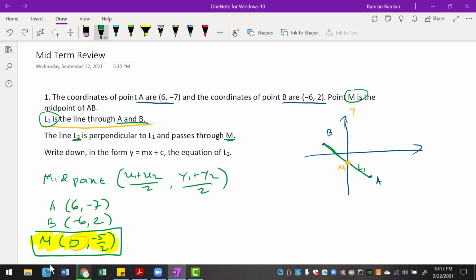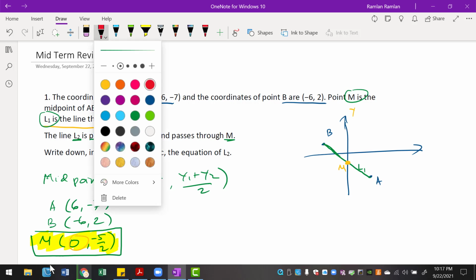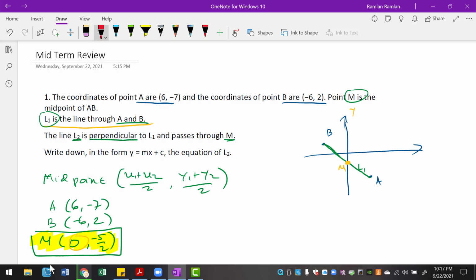But it specifically says that L2 is perpendicular to L1. So what does perpendicular mean? Perpendicular lines are two lines that make exactly a 90-degree angle. So if I use red, the line will be approximately here, like this, and that makes a 90-degree angle. It can be 90 degrees, 90 degrees, and 90 degrees, so I only need to write the last one. This is going to be L2, because it's perpendicular to L1.